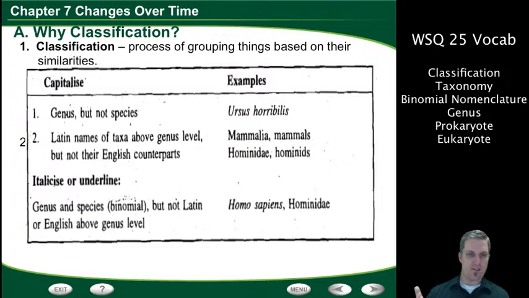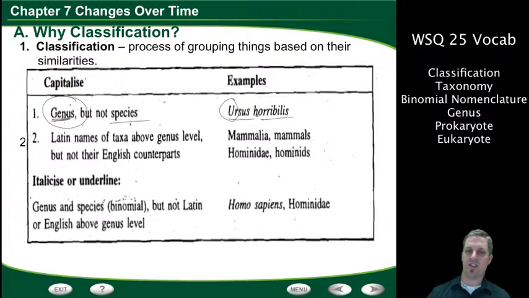So one thing you need to understand with binomial nomenclature is that there's a couple rules. First of all, it's the genus, like we said, and the species, but we capitalize the genus and do not capitalize the species. So, for example, Ursus horribilis, it's a bear. Ursus is the genus, this is capitalized. Horribilis is the species, this is not capitalized.